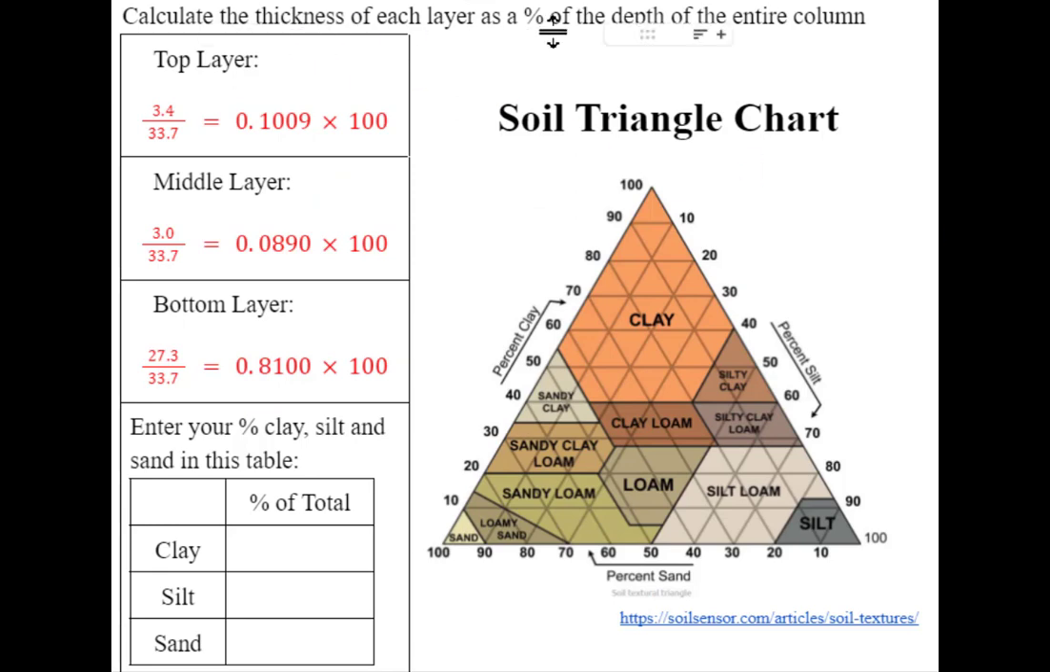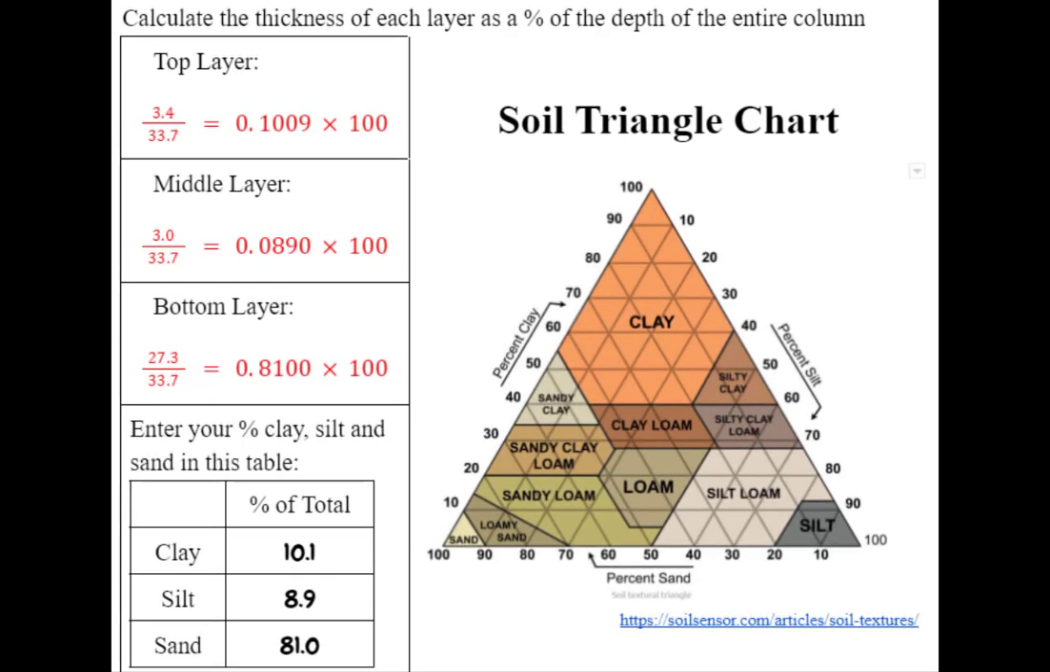To calculate the thickness of each layer as a percent of depth, I'm going to take the thickness of the layer, the top layer in this case, divided by the total thickness, which is 33.7 milliliters. When I do that math, I get 0.1009, and I multiply it by 100 to get a percentage. The middle layer is 3 divided by 33.7, and the bottom layer is 27.3 divided by 33.7. 10.1% for clay, 8.9% for silt, and 81% for sand.